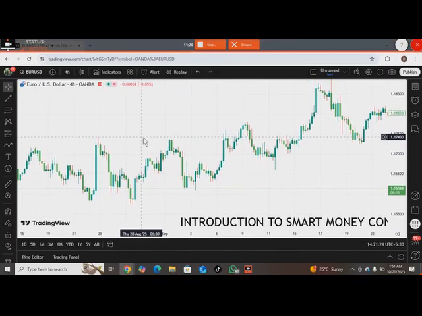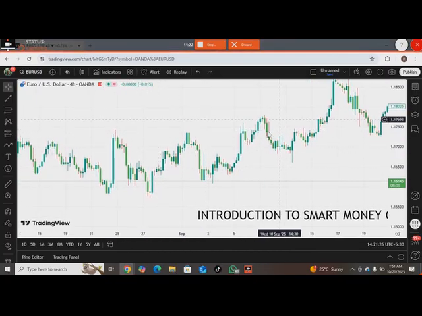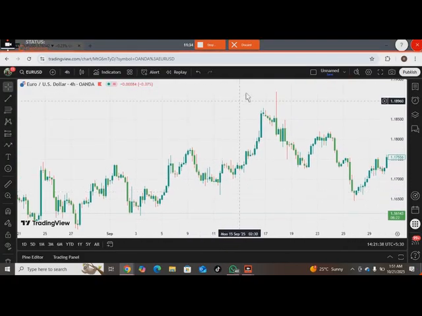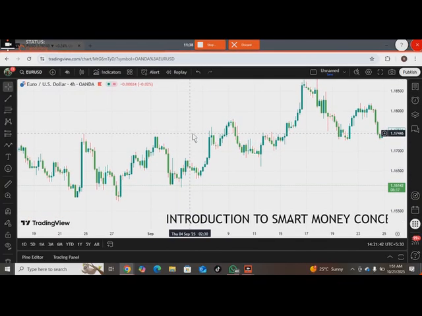Now when we see here, EUR/USD was in an uptrend, as we can see. So this is a higher high and this is a higher low. This is a higher high, this is a higher low. So here the market was trending up. So this structure, we call an uptrend structure.